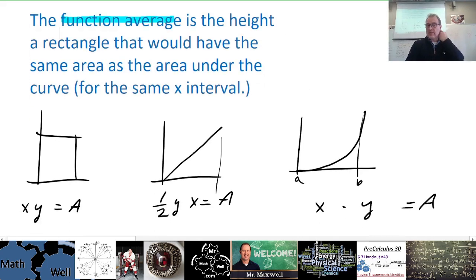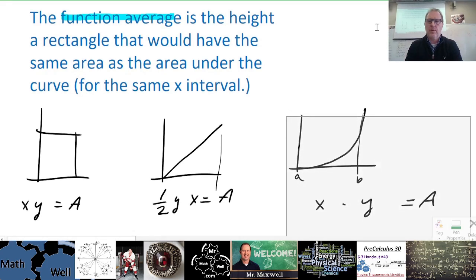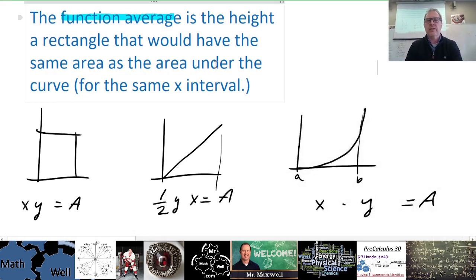And I'm just going to summarize a couple things that we've shown, and I'm going to get to the actual definition of what function average is when we get to this third example here. So the function average, or the average value of the function, is the height of the rectangle that would have the same area as the area under the curve. And that's for the same x interval, of course. So these examples on the bottom here, the first two we've done, actually all three we've done.